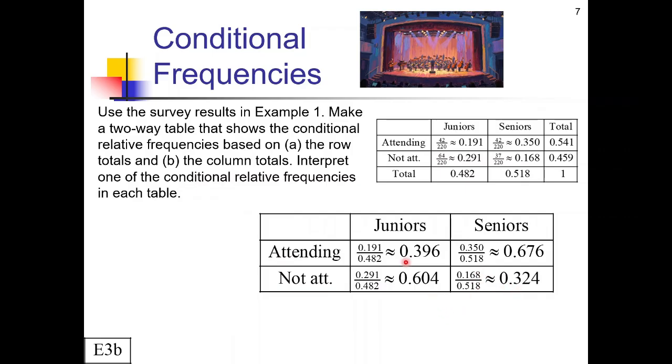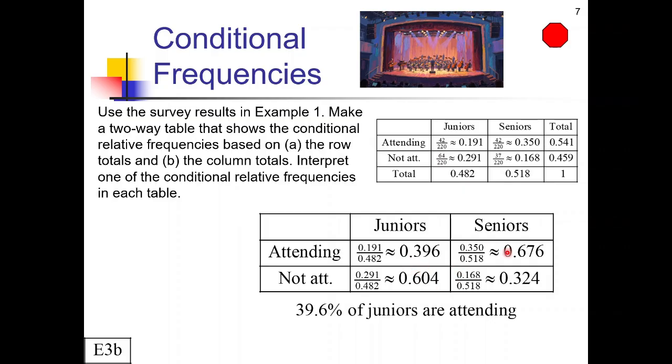Now let's go ahead and interpret this upper left just for comparison with what we did before. Since we did the division using these column totals here, what we're saying is of the juniors surveyed, 39.6% of them are attending, and if you want to go a little further, 60.4% of them are not attending. Of the seniors surveyed, 67.6% of them are attending versus 32.4% not. So these are the types of questions you can answer with one of these tables.